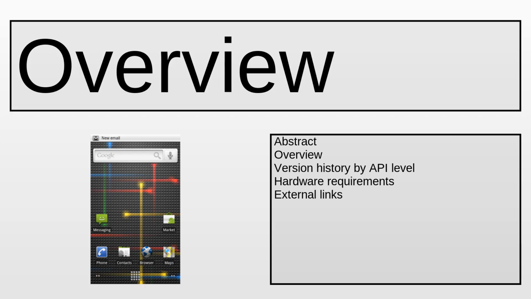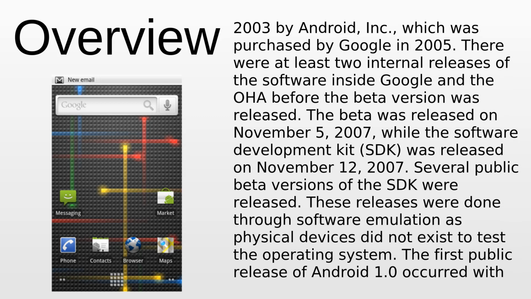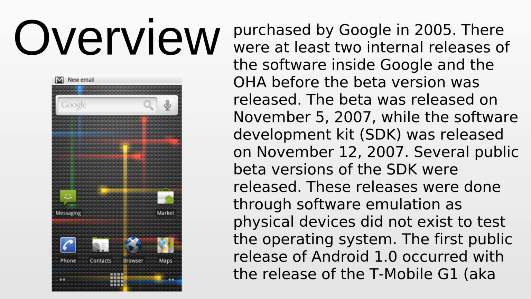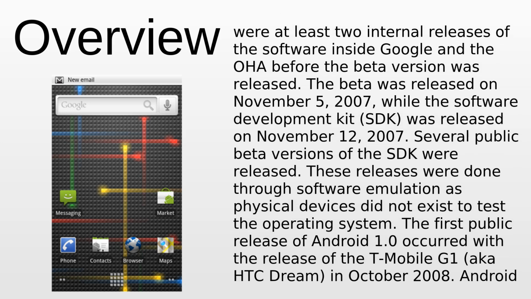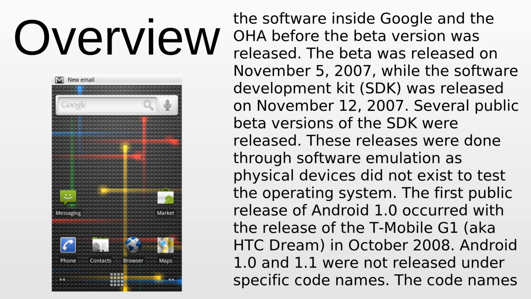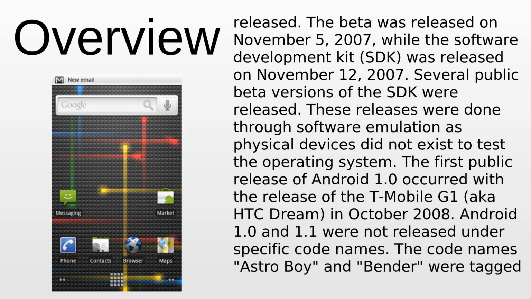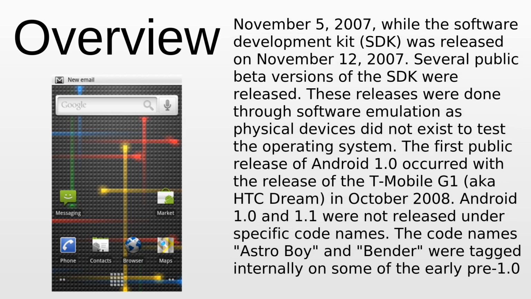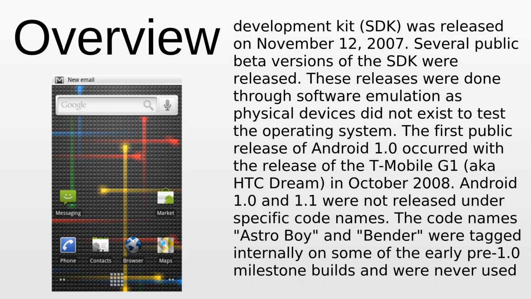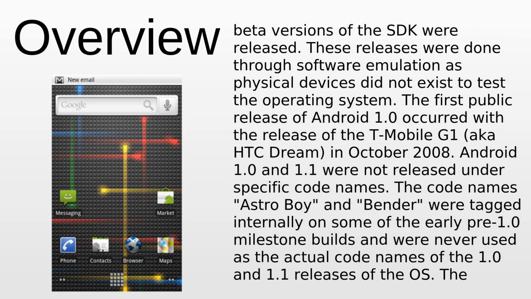Overview. The development of Android started in 2003 by Android Inc., which was purchased by Google in 2005. There were at least 2 internal releases of the software inside Google and the OHA before the beta version was released. The beta was released on November 5, 2007, while the software development kit, SDK, was released on November 12, 2007. Several public beta versions of the SDK were released.